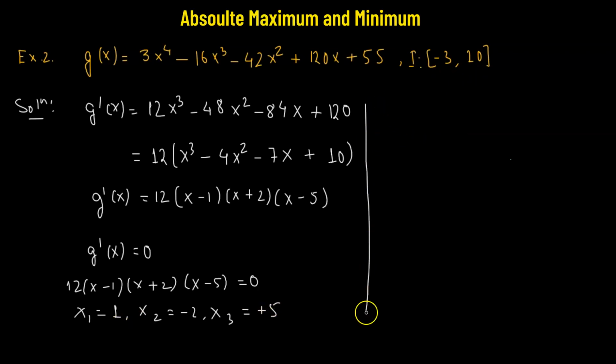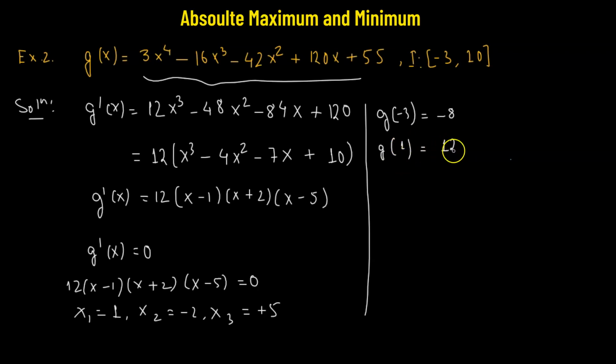So let's find the value of the function at each critical point as well as the endpoints. We'll begin with the endpoint g of -3, and we'll substitute the value into our original function g of x. So this will be -8. For x equals 1, the value will be 120. For x equals -2, the value will be -177. For x equals 5, the value will be -520.